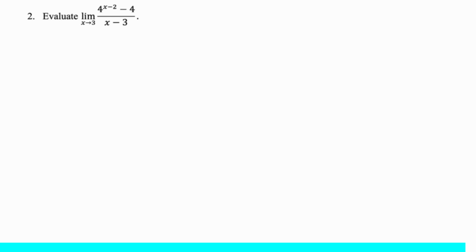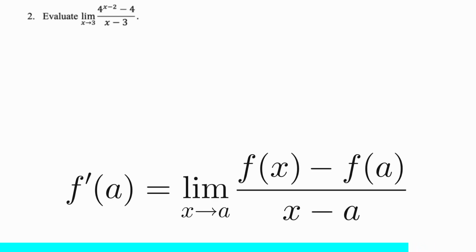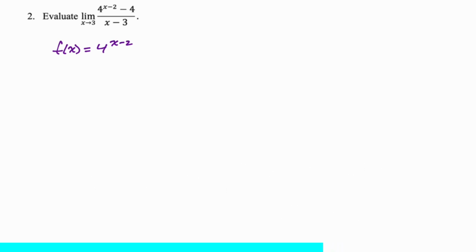We want to evaluate the limit as x approaches 3 of 4 to the x minus 2 minus 4 over x minus 3. So there's a number of ways that we can approach this. I'm going to look at this and say, I think this is the limit definition of the derivative. I think that we are finding the derivative of the function 4 to the x minus 2 at x equals 3, right? So it's f of x minus f of 3 over x minus 3, and then we take the limit as x approaches 3. So I just need to know the derivative of 4 to the x minus 2, and then I'll plug in 3 to get the value here. So we're looking for f prime of 3.